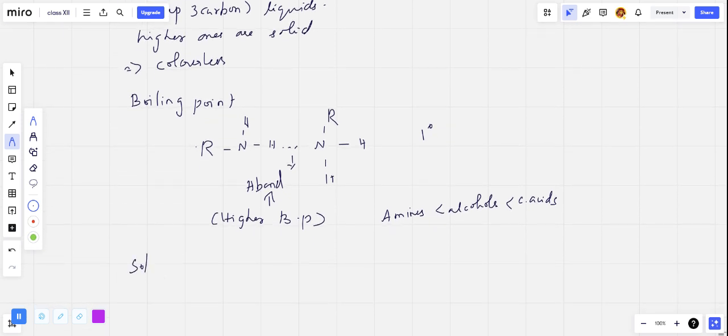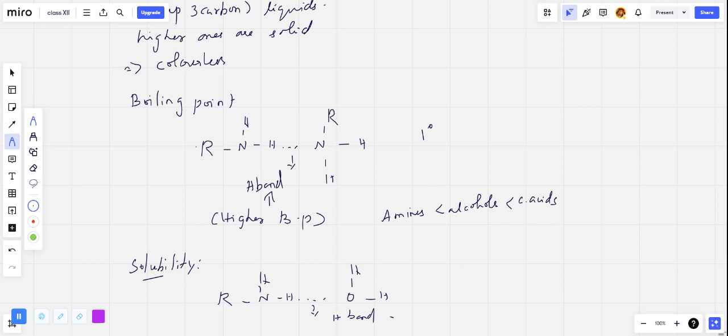Then if you take the solubility, also for the same reason, due to H bond. The lower amines are soluble in water, but the solubility will decrease when the molecular mass increases. Again it's due to H bond. So this is water, and this one is an H bond. So this is about the solubility.